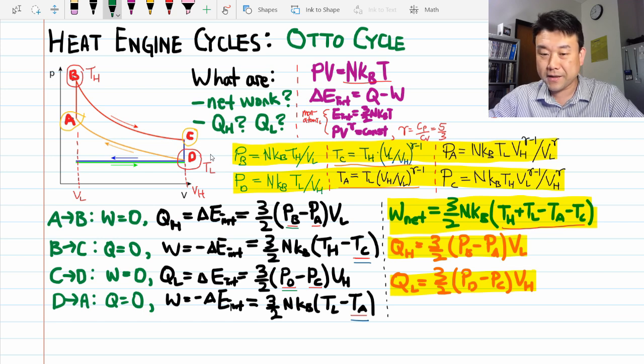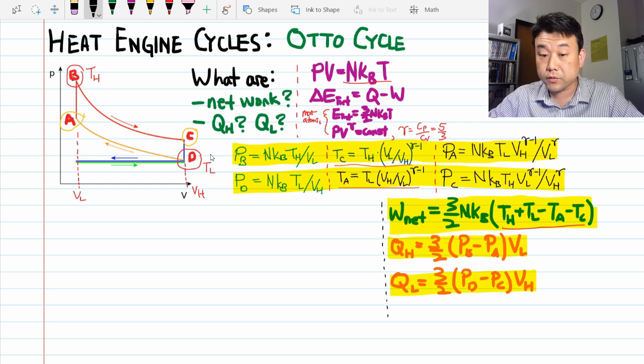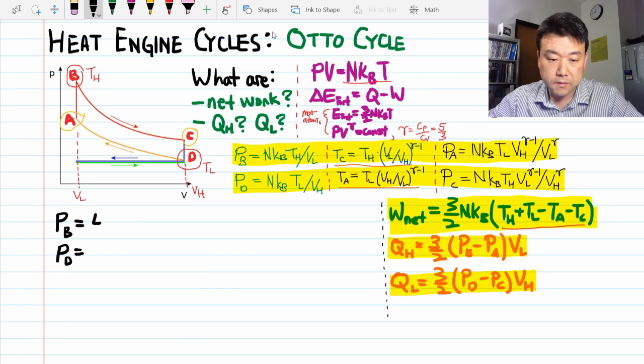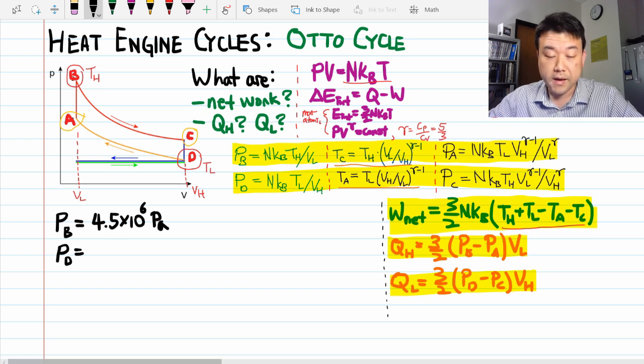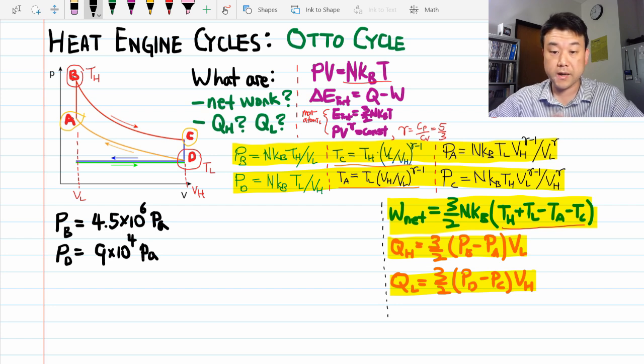We need to calculate them out first. So let me make some space. First, we are going to calculate all those intermediate numbers that we need. Pressure at B and pressure at D. So plugging the numbers for the temperature, NK, and the volume, I get, using my calculator, PB is 4.5 times 10 to the 6 pascals, or about 45 atmospheres. And PD is 9 times 10 to the 4 Pascal, or about 1 atmosphere, as was our design.